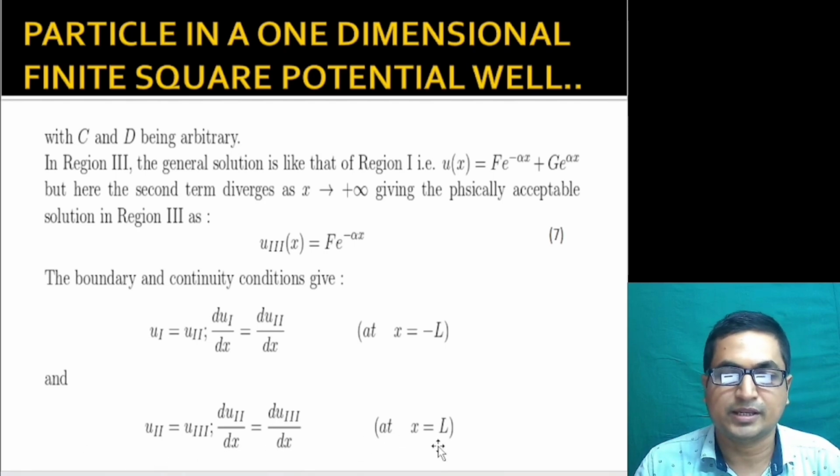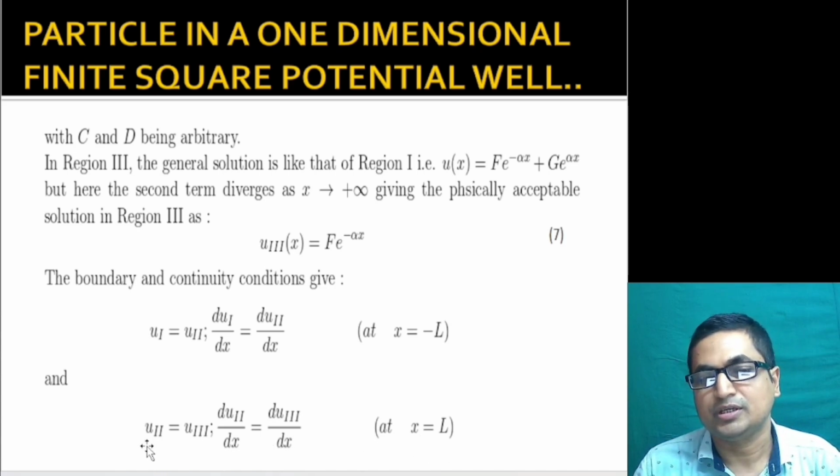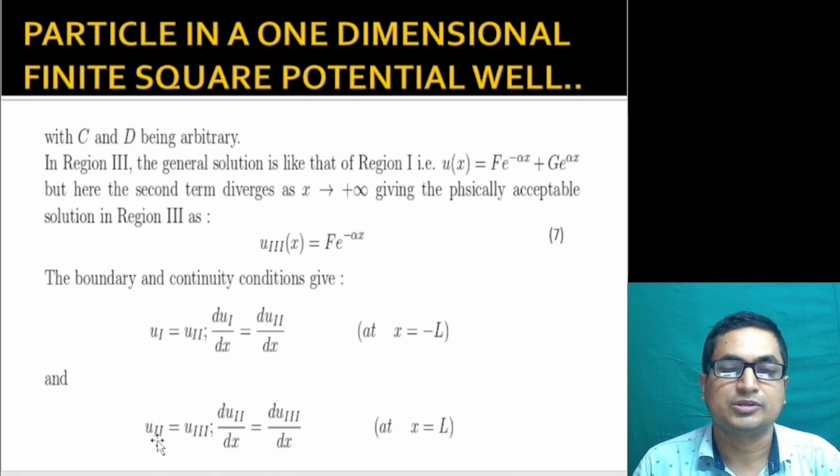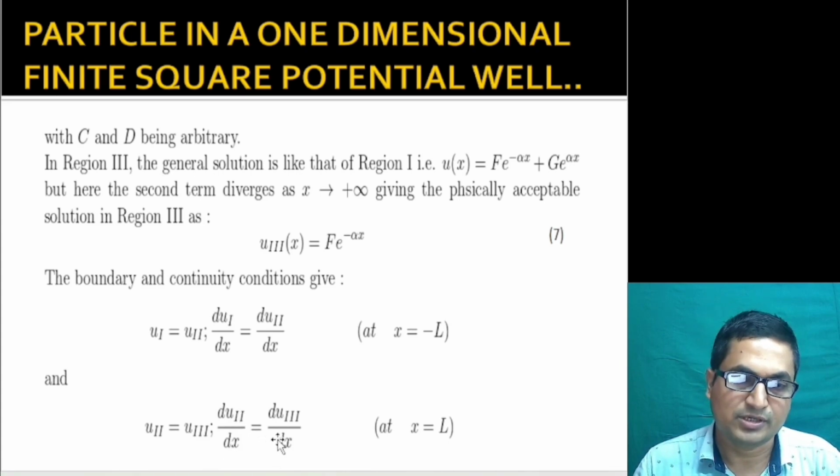And similarly at x equal to L, which represents the boundary between region 2 and 3, the wave function in region 2 must be equal to the wave function in region 3. And similarly their derivatives also have equal values. So these are the boundary conditions which we have already discussed earlier on.